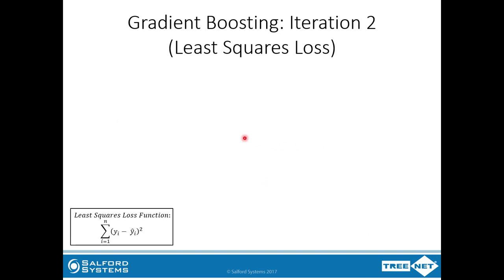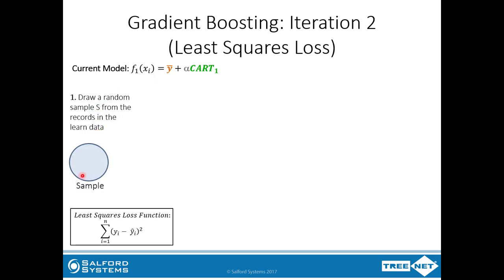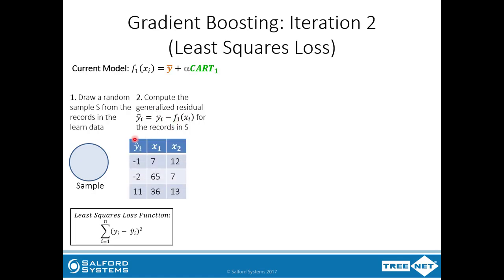Now for iteration 2, our current model is f1. We draw a random sample S from the records in the learn data. So we'll have another sample, and it'll be different from the one in the previous iteration. Now we compute the generalized residual, so now it's going to be y minus f1. And so you'll still have that y tilde again, but it'll be different from the previous iteration.